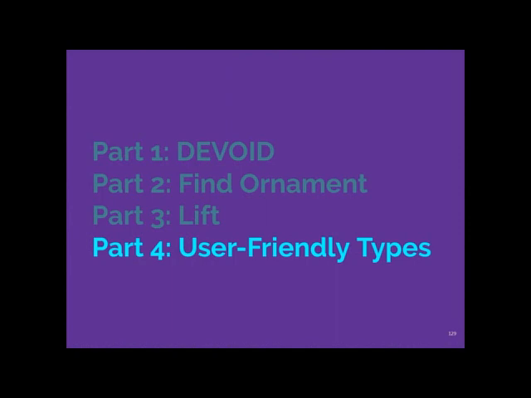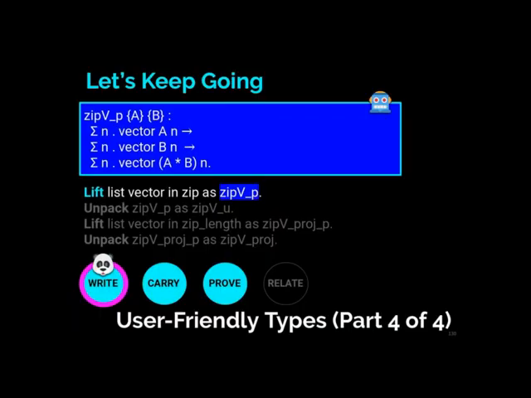Now we've seen the core functionality of Devoid. We've seen this find ornament and lift. But deliberately, we still have this function that's no stronger than what we started with, this function that doesn't really take advantage of the benefits of using dependent types. So let's keep going. To get from this to something like zip v, we start by using this onpack command.